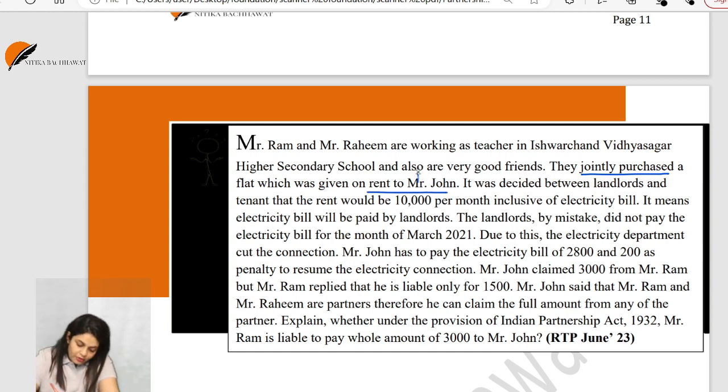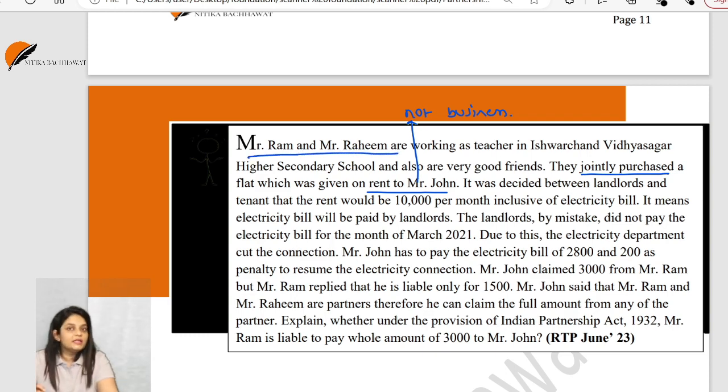Giving a property on rent is not a business because it's not considered as recurring in nature. It is not done with a motive of profit, right? So this is not business. So if it is not business, Mr. Ram and Mr. Rahim cannot be considered as partners.